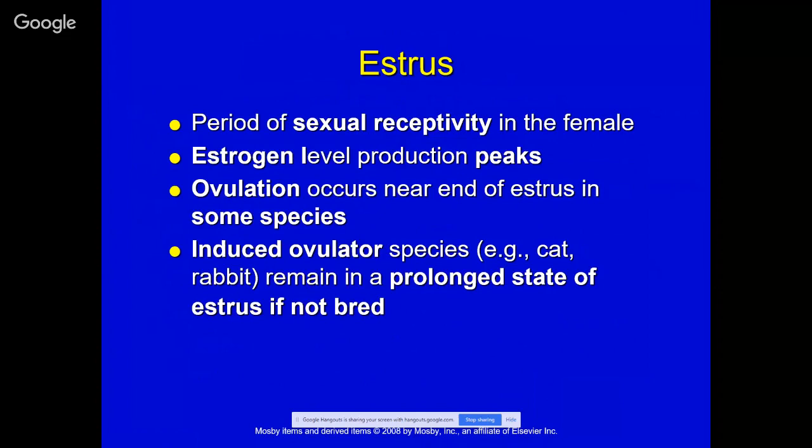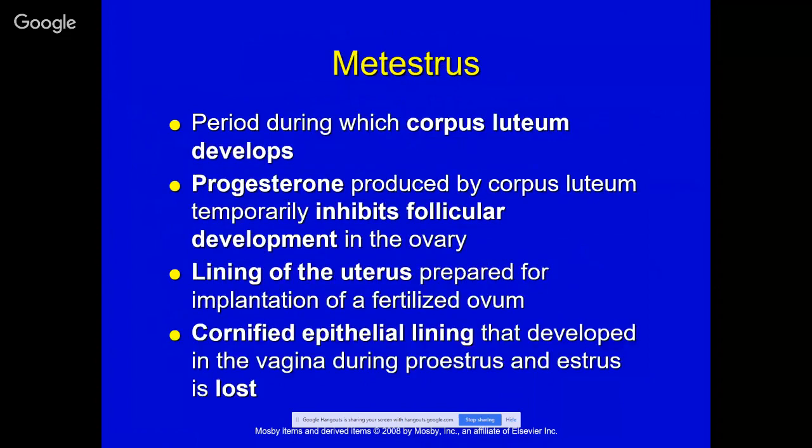If you're breeding, you need to know where ovulation is going to occur. Induced ovulator species, like the cat and the rabbit, remain in a prolonged state of estrus if they are not bred. Metestrus is the period during which the corpus luteum develops. The progesterone produced by the corpus luteum temporarily inhibits follicular development in the ovary. So we're not going to get any more follicular development because we have some progesterone from the corpus luteum.